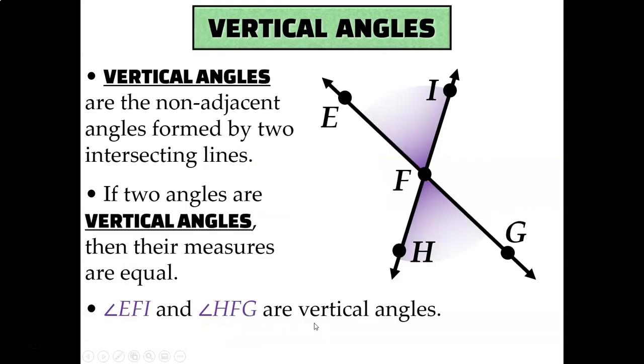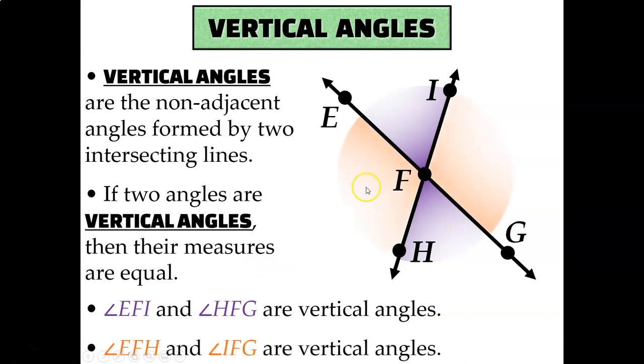And we also have vertical angles, which are non-adjacent angles formed by the intersection of two lines, for example, angle EFI and angle HFG in this diagram. If two angles are vertical angles, then their measures are equal. There's always two pairs of vertical angles created by the intersection of two lines. We have the purple ones, and we also have these orange ones. And remember that each pair of purple and orange angles form a linear pair. So this one and this one are a linear pair, and this one and this one are a linear pair, and this one and this one are a linear pair, and this one and this one are a linear pair.